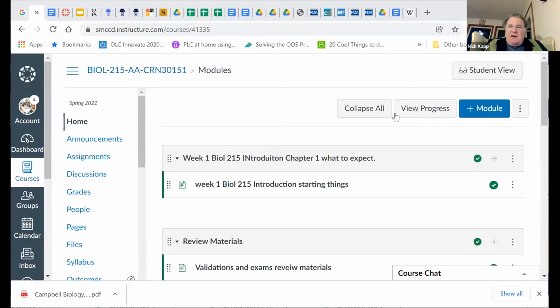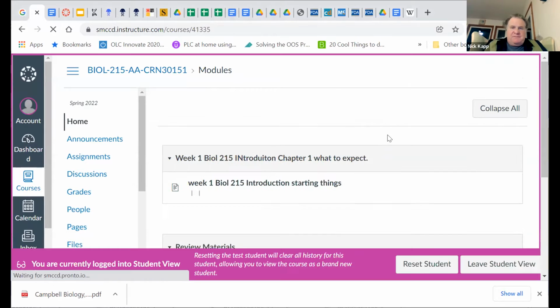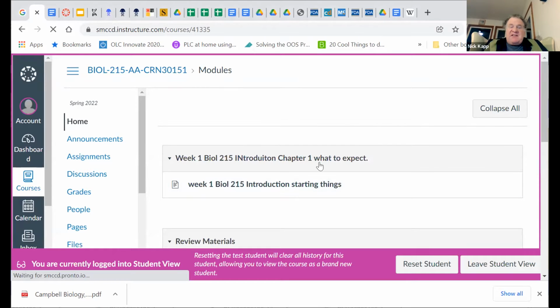I'm a little bit late at getting to this, but basically what I'm going to do is share my screen. And again, you can see here what I see. I'm going to change it over to student view in a little bit. Okay. And basically, we went through our first week today. I will show you the syllabus.